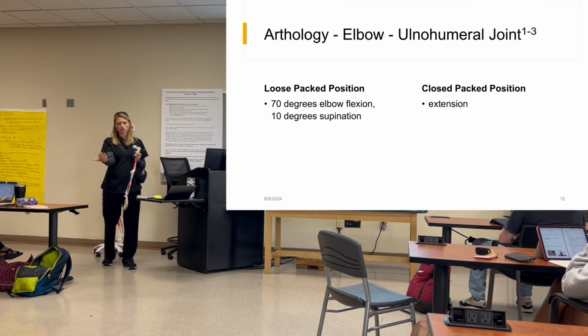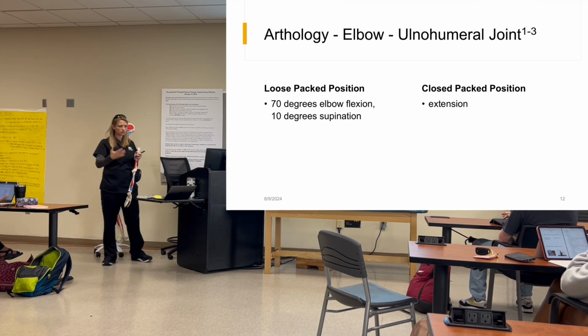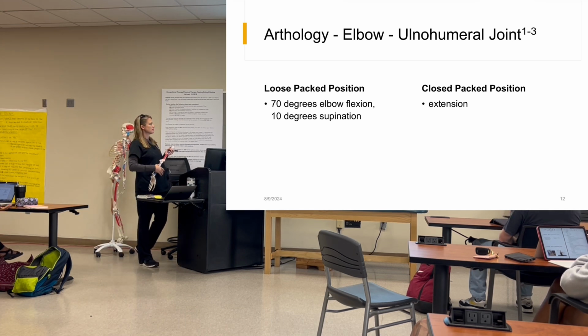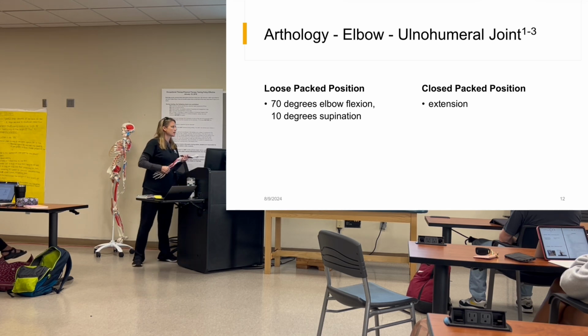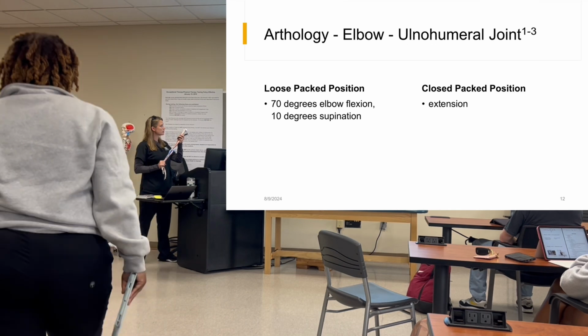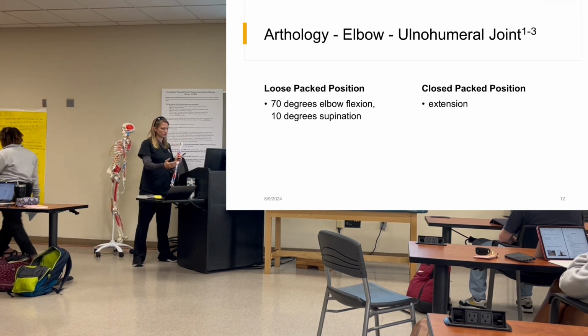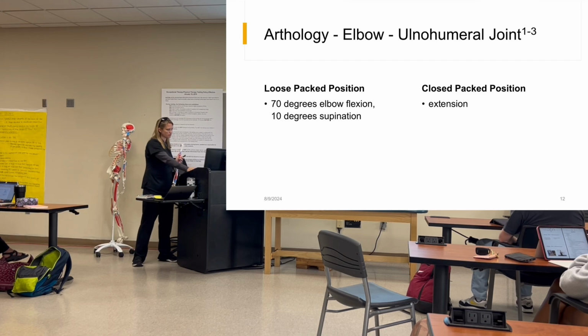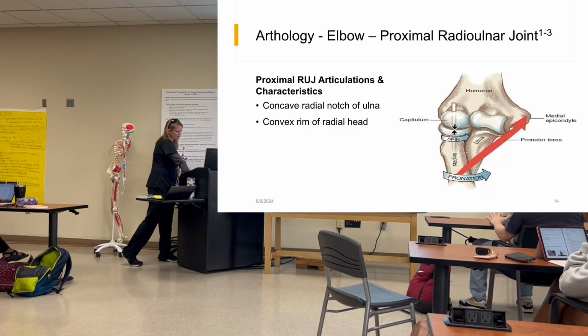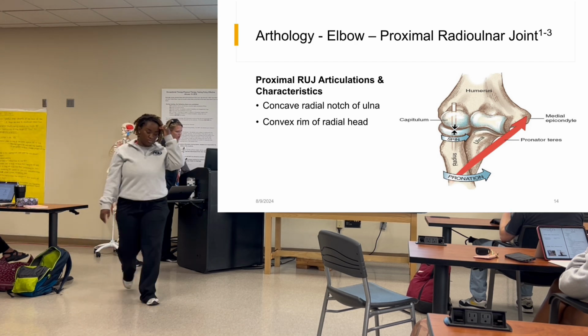Same thing. So just trying to appreciate what the loose pack position is, what does that mean? Why do we care about it? Okay, so ulnar humeral: 70 degrees elbow flexion, 10 degrees supination, versus radial humeral: full extension, full supination. And the proximal radial ulnar joint. Okay, what's articulated on what?